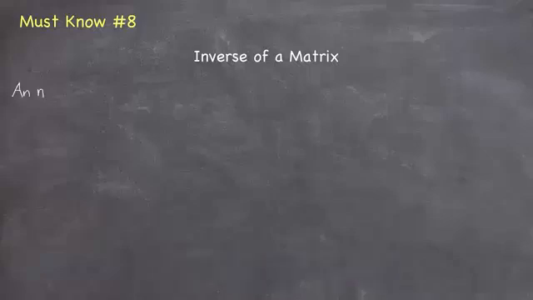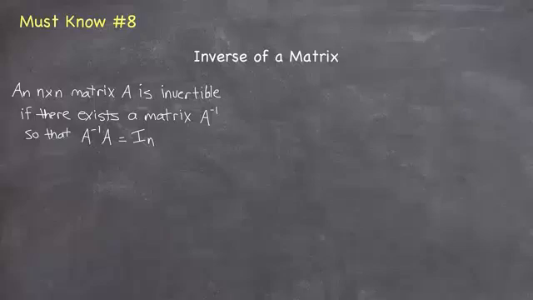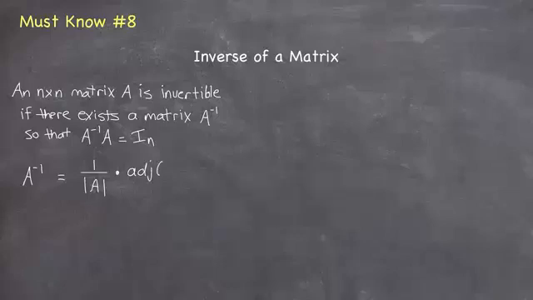An n by n matrix, we'll call it matrix A, is invertible, meaning it has an inverse, if there exists a matrix, the inverse matrix of A, so that the inverse matrix of A times matrix A equals the identity matrix. And the formula for calculating the inverse of a matrix is as follows. To find the inverse of matrix A, you do 1 divided by the determinant of matrix A, and multiply that by what's called the adjugate, or sometimes the adjoint, of matrix A.